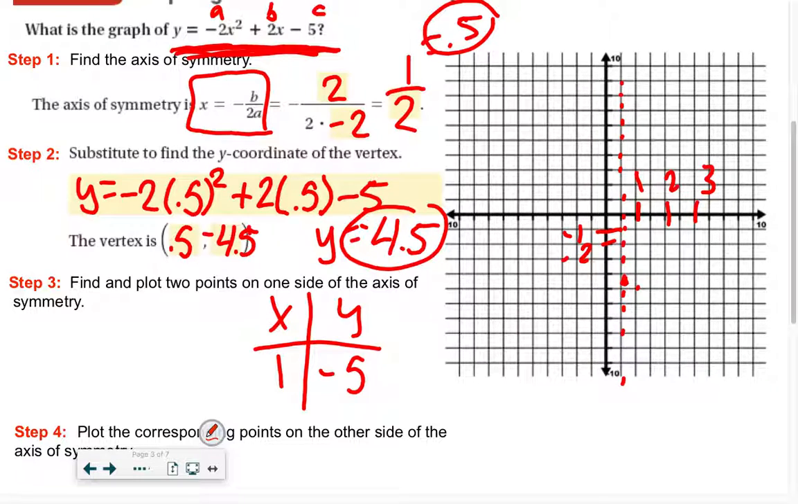Okay. Next point I'm going to put in is 2. Plug it back into that equation. 2 squared 4, 4 times negative 2, negative 8, plus 2 times 2, which is 4, so negative 8 plus 4 minus 5 gets me a negative 9. So I go over 2, down negative 9.